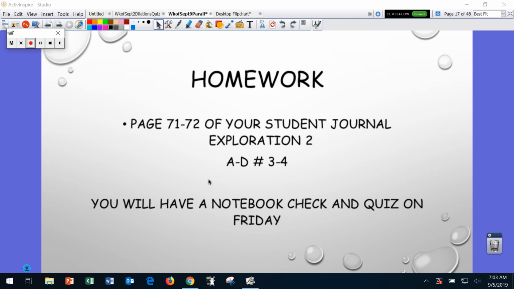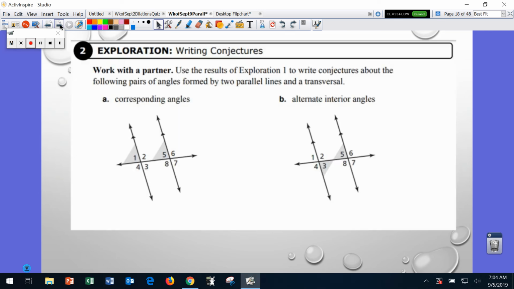Okay guys, tonight's homework is page 71 through 72 of your student journal, and we're going to do exploration 2. We're going to do letters A through D, and then we're going to do numbers 3 and 4. All of these problems come from the Big Ideas math book. I'm just showing you how to do them.